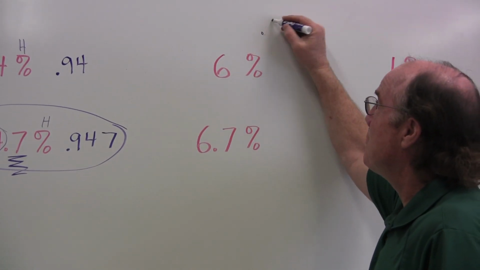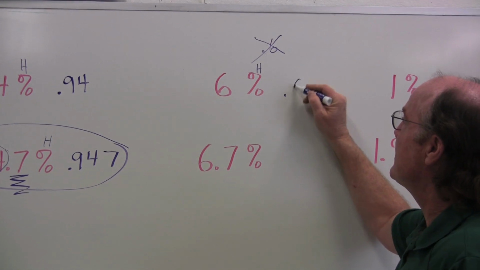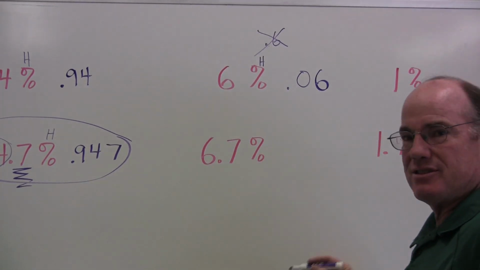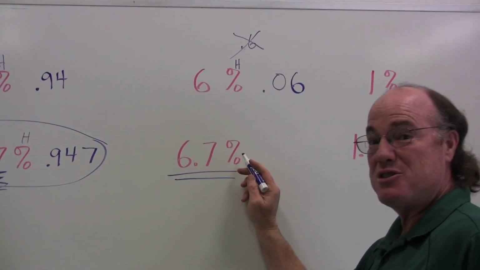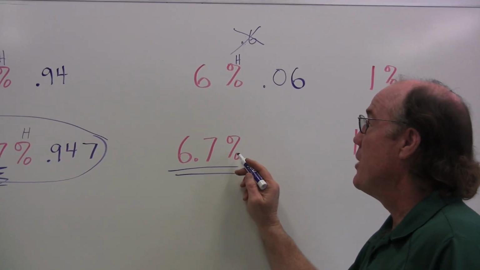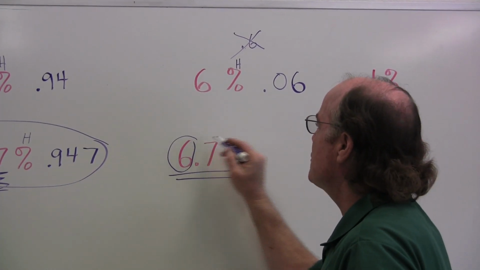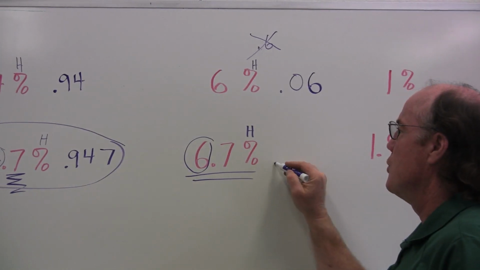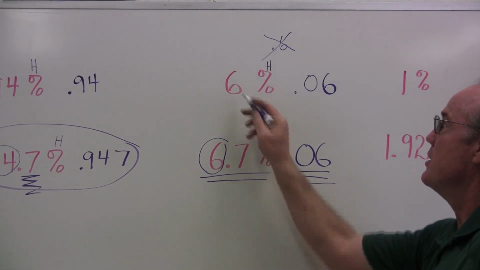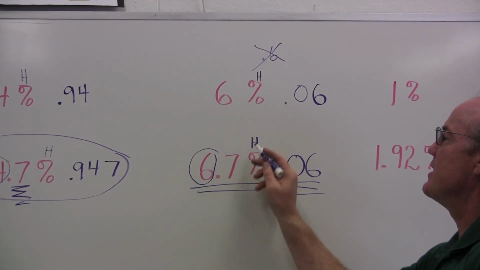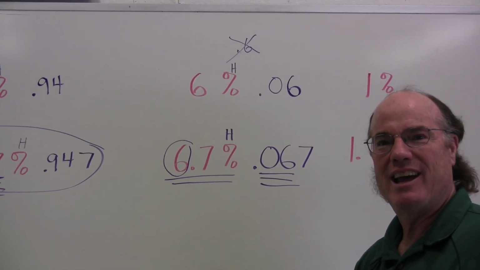6%. It's not 0.6. No. It's 6 hundredths. 0.06. Now look down here. 6.7%. This is tough. But if we think about how we did the others, it's easy. 6 hundredths. 0.06. Now there's 6 hundredths. 6%, 6 hundredths. Just add on the 7. Ta-da.